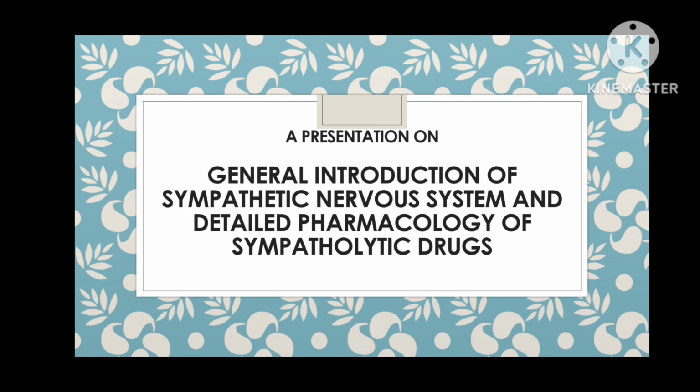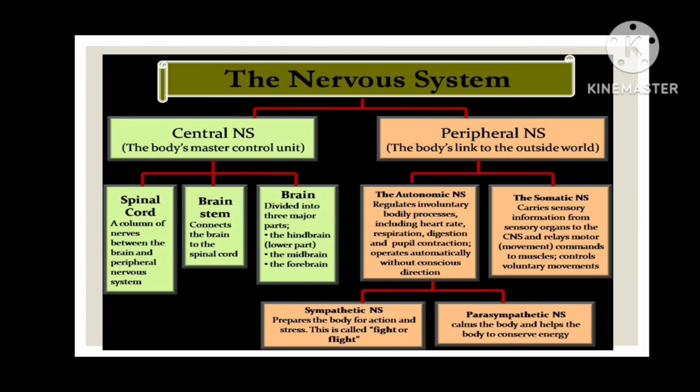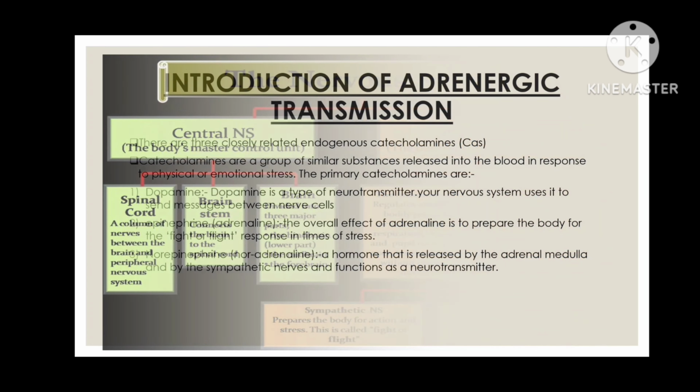General introduction of sympathetic nervous system and detailed pharmacology of sympatholytic drugs. The nervous system is divided into two parts, the central nervous system and the peripheral nervous system. The central nervous system consists of spinal cord, brainstem and brain, whereas peripheral nervous system consists of the autonomic nervous system and the somatic nervous system. Then the autonomic nervous system is further classified into two, sympathetic nervous system and the parasympathetic nervous system.